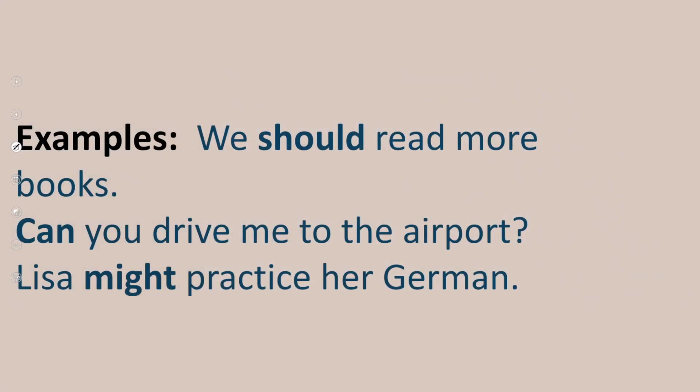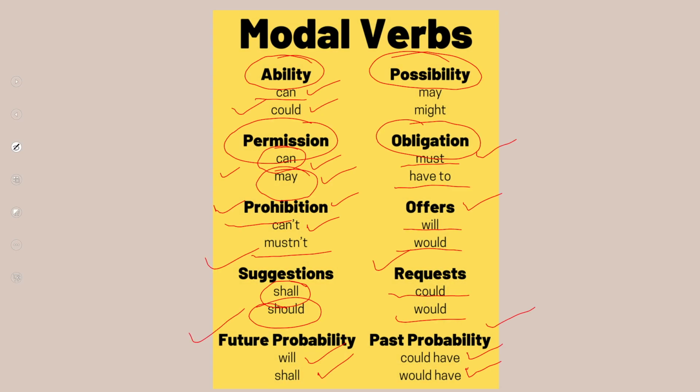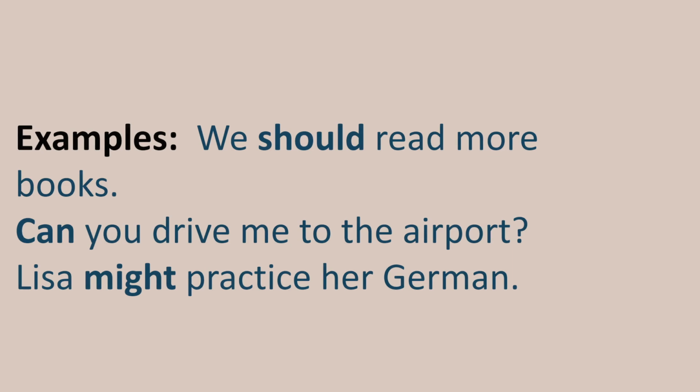Here you can look at the examples again and highlight the modal verbs. For example, we should read more books. Now, the modal verb over here is should. And what is it telling us? Let's go back to the slide. What is should telling us? Should is a suggestion. It means that the speaker is suggesting that the readers or the listeners should read more books. This is not an obligation over here. This is not a permission. It is used correctly according to the situation.